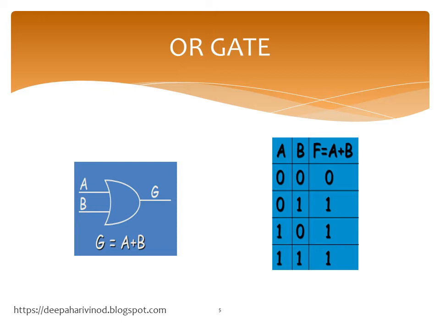Next is the OR gate. It has two inputs A and B, and the output is represented as G. G equals A OR B. Here we can see the symbol of the OR as plus. Since it has two inputs, 2 raised to 2, there are 4 different combinations. If any one of the inputs is 1, the output will be 1. When both the inputs are 0, the output is 0. That is, 0 ORed with 1, output is 1. 1 ORed with 0, output is 1. 1 OR 1, output is 1 itself. This is about the OR gate.